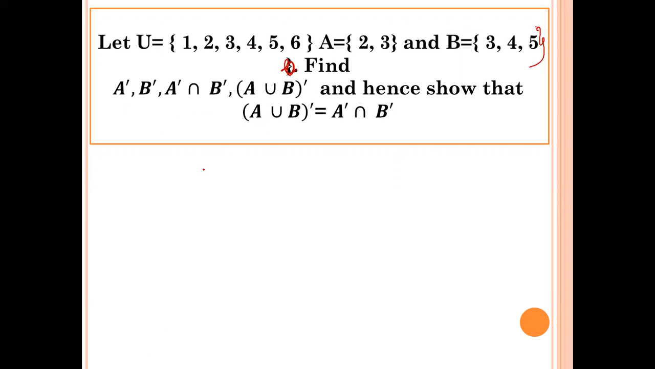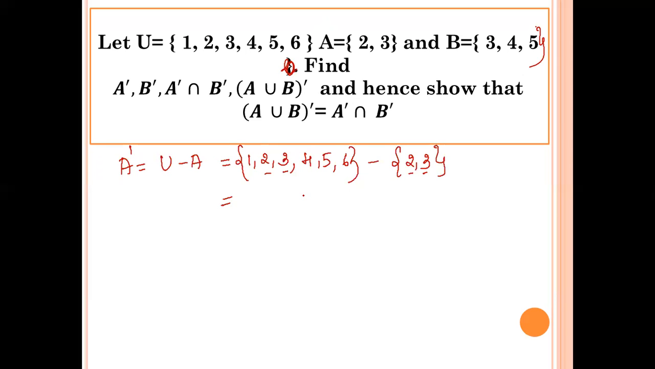So you have to find A dash. A dash is U minus A. U is 1, 2, 3, 4, 5, 6 and A is 2, 3. When you find a difference, you have to write those elements from U, the first set, which are not in A. You can see 2 and 3 are in A. So A dash is, except 2 and 3, all the other elements in the universal set. So it is 1, 4, 5, 6. This is your A dash.